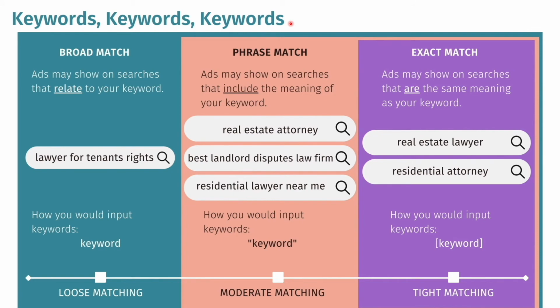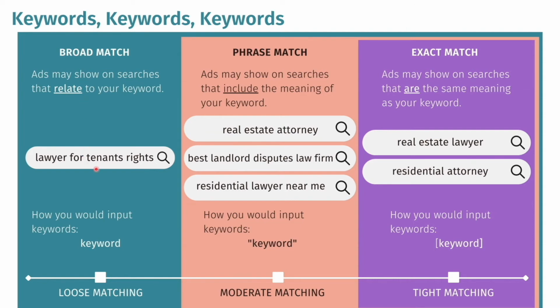Okay, so let's learn further about these match types. And again, it's not going to make sense right now. It will make sense when we create them. But right now, we're just going to get this general overview and understanding. This is the setting that we would put our keywords at in order for ads to populate or trigger. Now, broad match is exactly that. It is broad. So ads may show on searches that relate to your keyword.